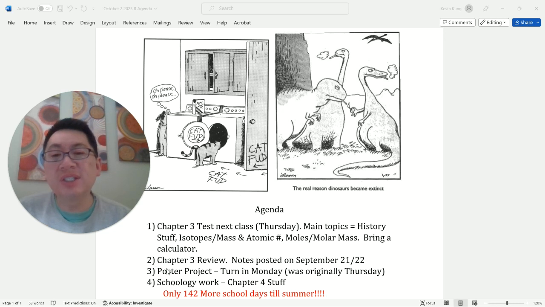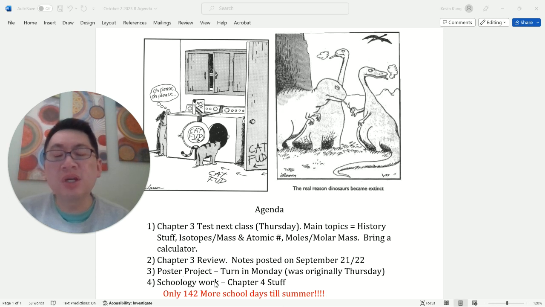I have posted the chapter 3 review on Schoology, which I want to go over in a minute or two. Also look through the notes that are posted in the September 21st, 22nd folder, as well as the textbook. If you have not skimmed through the chapter 3 textbook, this is a chapter 3 test. The material in the textbook is the same as the material in the notes, which is exactly the same as all the Edpuzzle CK12s. It's all the same material, but if you have not looked at the chapter 3 textbook, please do so.